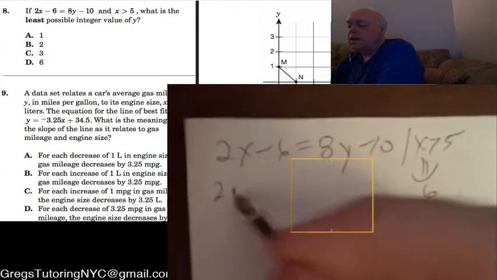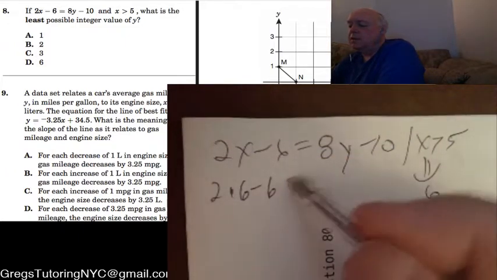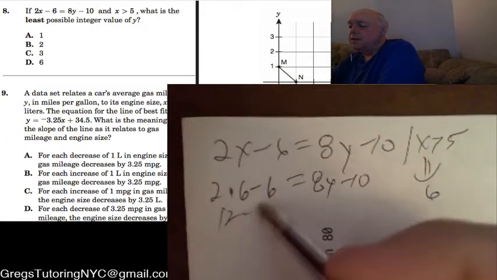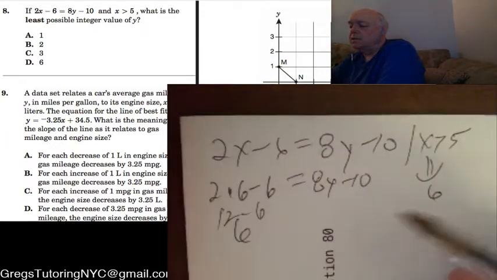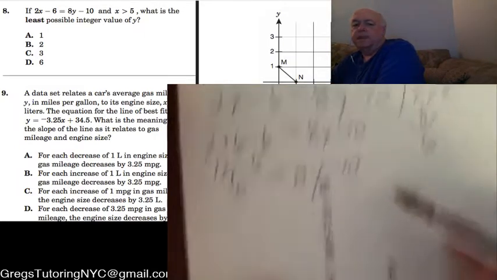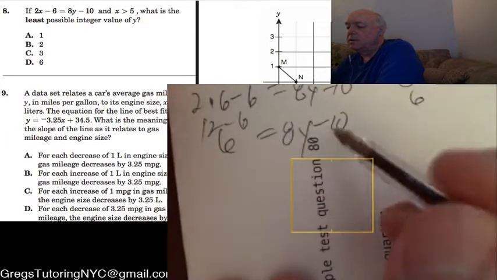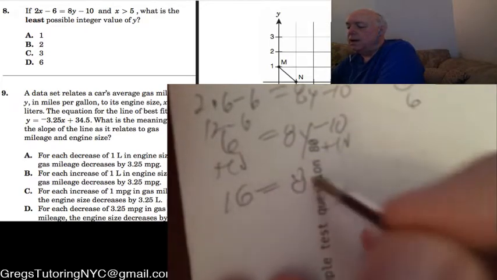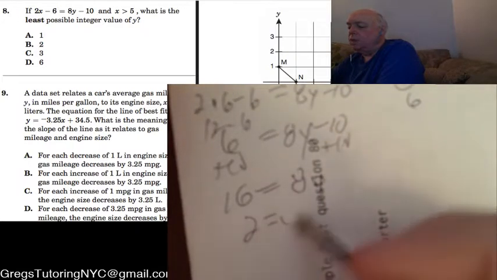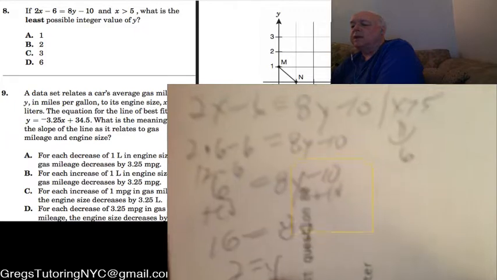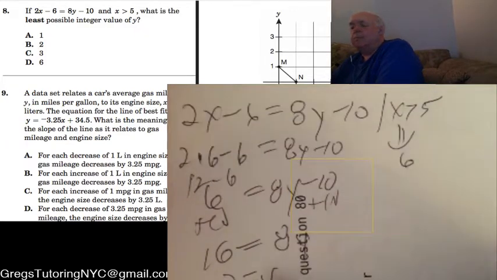So we have 2 times 6 minus 6 equals 8y minus 10, right? So we get 12 minus 6, and that's 6. So we get 6 equals 8y minus 10. And if we add 10 to both sides, we get 16 equals 8y, and then 2 equals y. All right? So we end up getting the same answer here, a lot smoother.